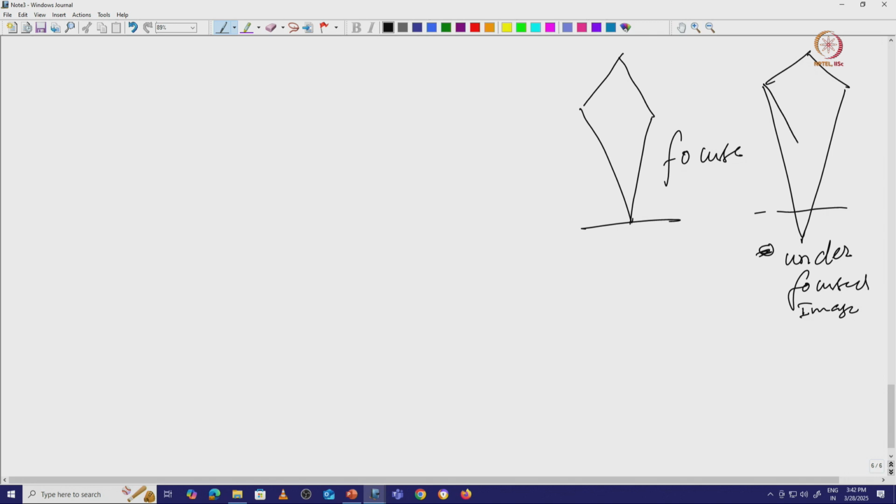The other one is over focused, when we are using a strong magnetic field and the crossover point is going up. This is called over focused image. Now you can see why I am repeating this. Using different magnetic fields we can get different crossover points. This crossover point will be up or down based on our magnetic field.